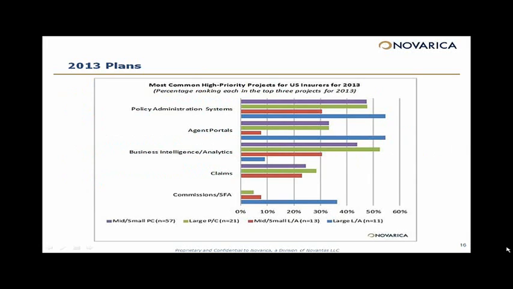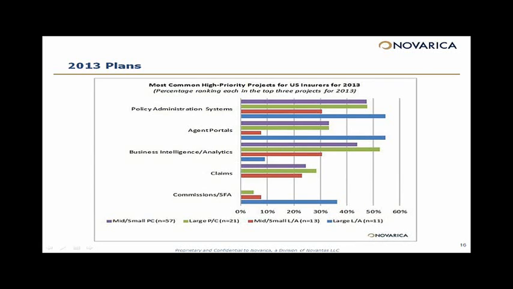So before we go into the detailed survey results for policy admin replacements, I just wanted to spend a minute talking about what the high priority projects are for U.S. insurers in 2013. This is some research that we just conducted. It's been published within the last 2 weeks. And what it shows is that, surprise, surprise, policy admin system replacement and continuing replacement projects is the top priority for many, many carriers out there.